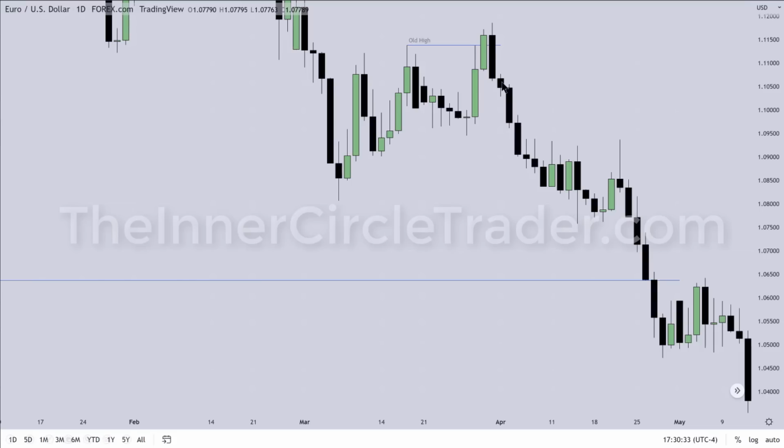All right, so what we're looking for in this model is we want to see an old high violated if we're bearish, which we were. We were bearish euro, bullish dollar. So as soon as that candle goes through the old high, your eye goes to the order block opening price. You put a sell stop right there.